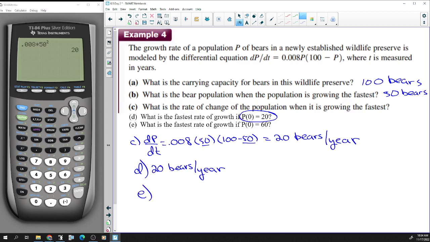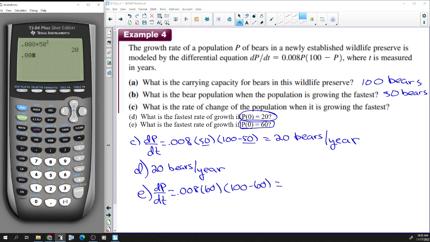Letter E says, what is the fastest rate of growth if you introduce more than half the carrying capacity? What if you introduce more than 60? Well, your population is going to immediately slow down. I'm not saying it's going to be zero. I'm going to say it's immediately going to slow down because you're past halfway already at the very beginning. So the maximum rate at which the bears will grow is right away. That's the fastest it'll grow because after this, it's already slowing down. We know that because we're already past halfway.